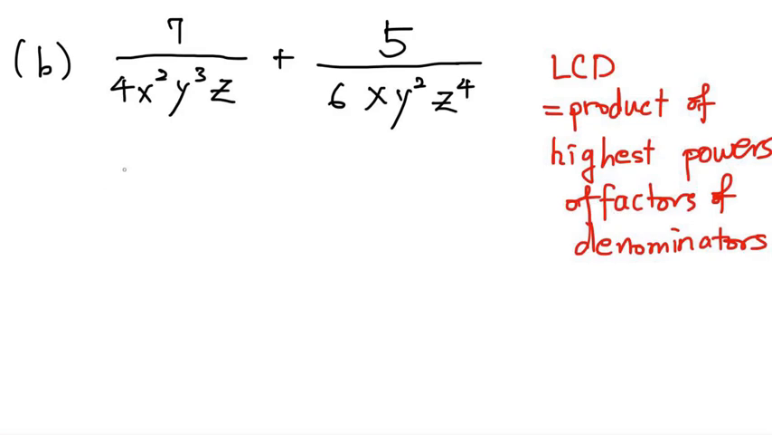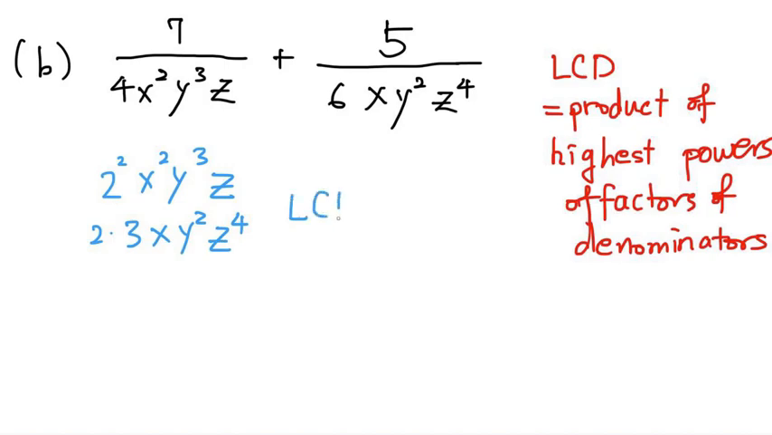So 4 is 2 squared, and x, y are already factored. So let's write them down. And 6 is 2 times 3, and we have x, y squared, z to the 4th. So the LCD is basically the highest power of everything. We have 2 squared here and 2 here. The higher power is 2 squared. And then we have 3 here. That's the highest power, so take 3.